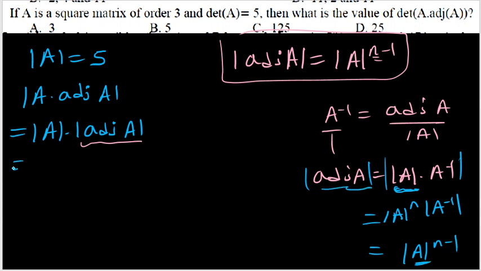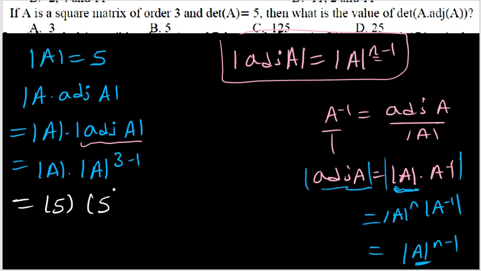Therefore, now we are here, the determinant of A times the determinant of A to the power of 3 minus 1 we can write here, because the order is 3 here. Therefore, the determinant of A is given as 5, so 5 times 5 to the power of 3 minus 1, which is 2. So this is the same as 5 cubed, which is 125. The answer is C.